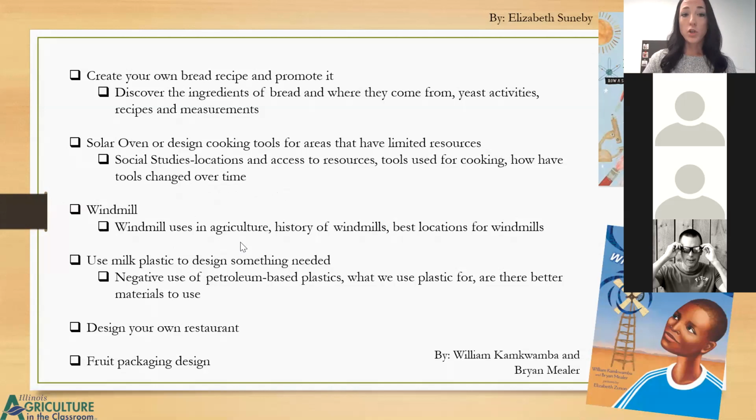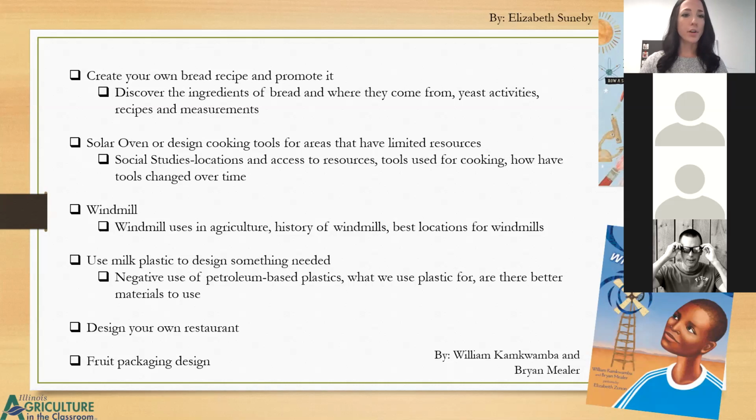Windmill, you could have them create a windmill. The Boy Who Harnessed the Wind is a fantastic book. It's also a great movie, although there are subtitles. So if you do show it in your classroom for your upper class kiddos, there are a lot of subtitles you got to read. But look at the use of windmills in agriculture, the history of windmills. And then when you read this book, you find out that they really need it to create electricity and to get water to water their crops, all of that kind of stuff.